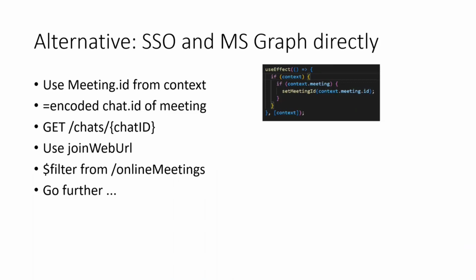What you always get directly from the context when you have any kind of meeting app is a meeting ID. This meeting ID is not really the ID of the meeting, but this is an encoded ID of the meeting chat. When we make a Graph request against this chat, we get some further information about it. For instance, the join web URL of the meeting. And with that web URL, we can also filter some online meeting details and so on and so forth.